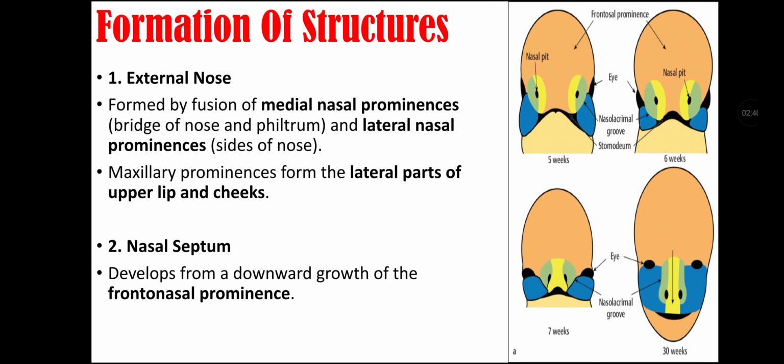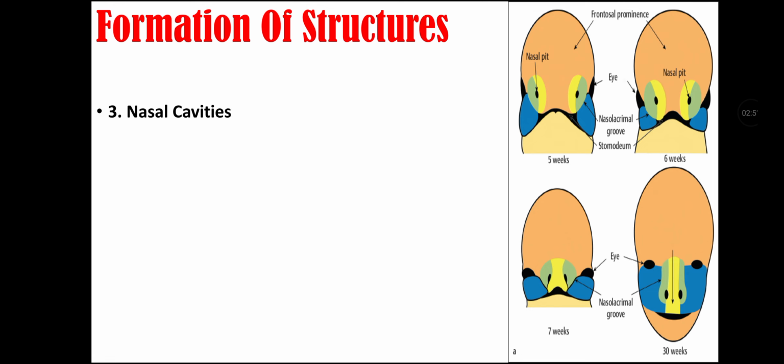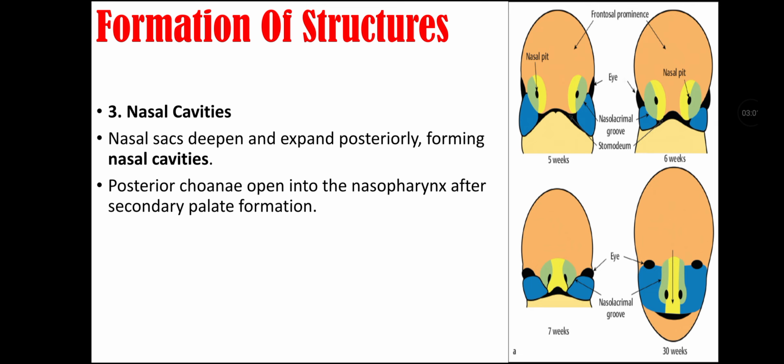Then there is nasal septum that develops from a downward growth of frontonasal prominence. It joins the developing palate to separate the nasal cavity into right and left chamber. Then there are nasal cavities that are basically nasal sacs that deepen and expand posteriorly, thus forming the nasal cavity. Posterior choanae open into the nasopharynx after secondary palate formation.